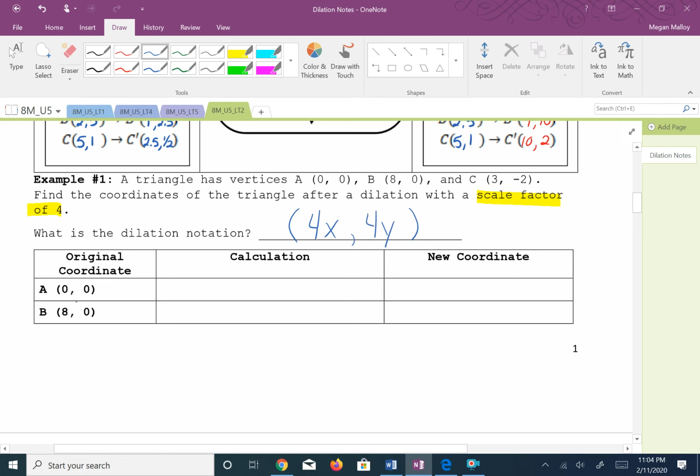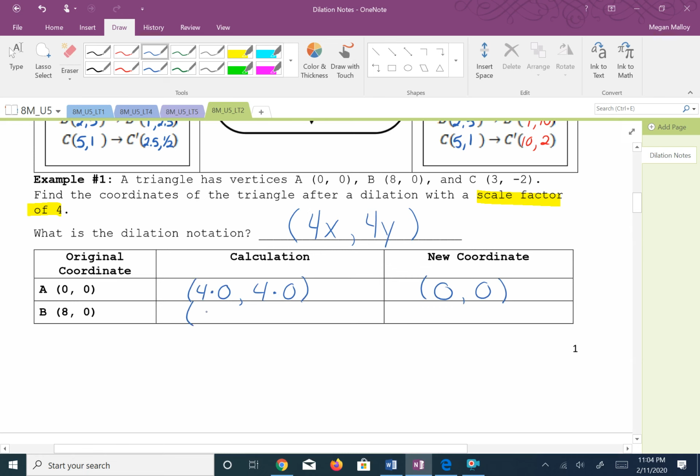So if I look at 0, 0, 4 times 0 we know is 0, and 4 times 0 is also going to be 0. So when I dilate the origin, it stays the exact same.